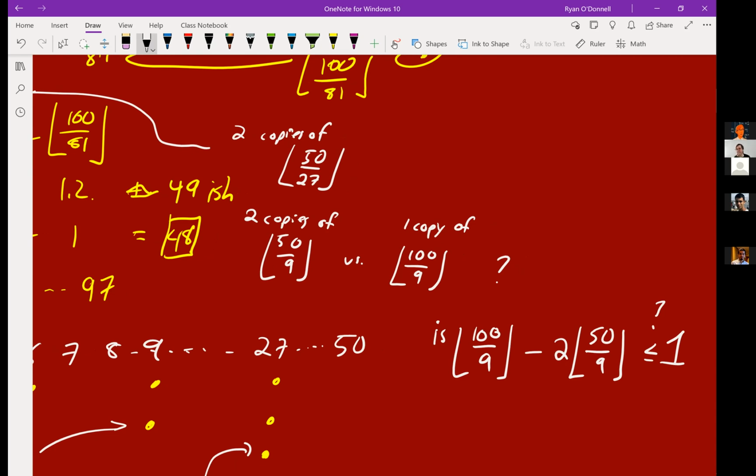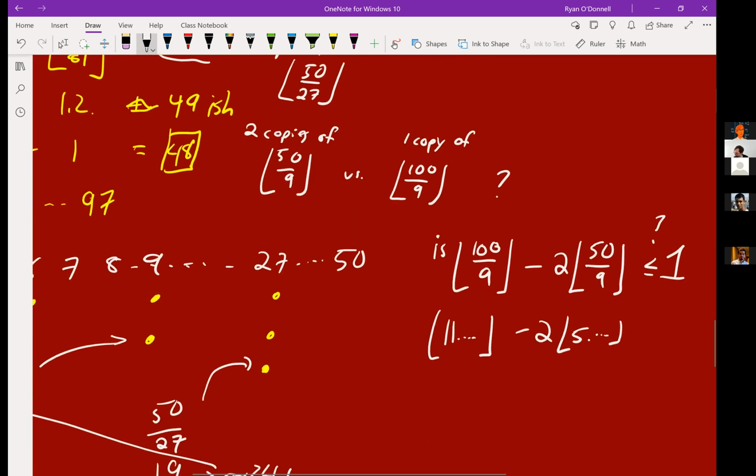Okay, is it? I'm not good with mental math, but give me a sec. I guess this is 11 point something, clearly. 50 divided by 9 is like 5 point something. So it's minus 2 times 5 point something. Yeah, it's true here, at least. So it's like 11 minus 2 times 5, which is equal to 1. Okay.